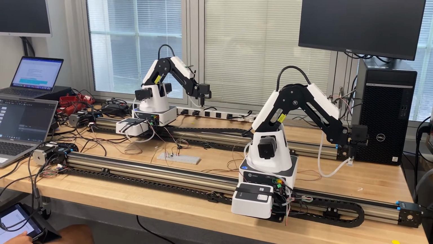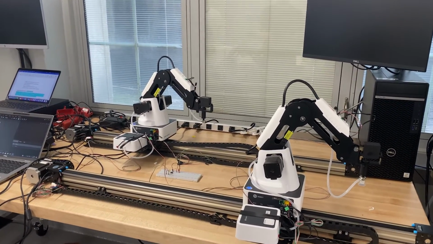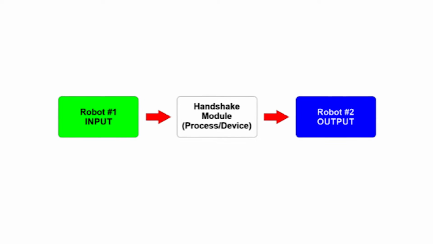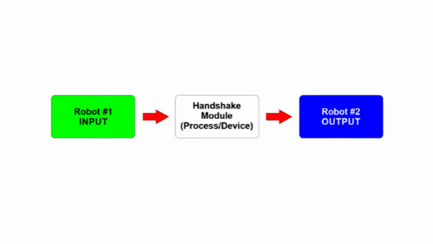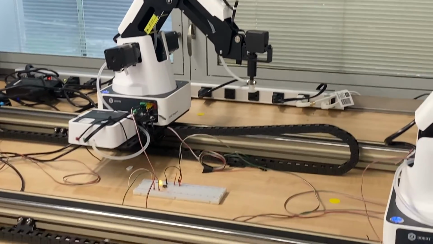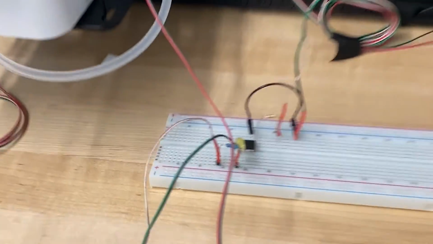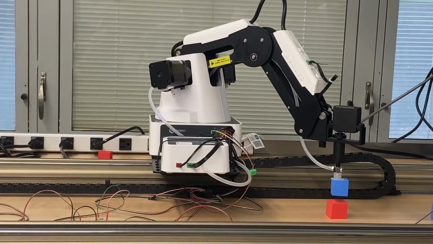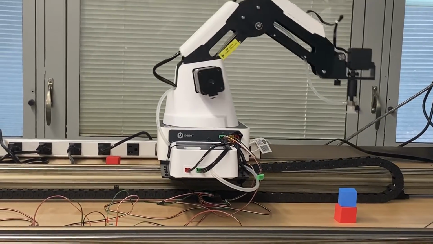Following this, the team used 2 robots on parallel sliding rails. One of the robots was designated as a sender. The second robot was designated as a receiver. Using a breadboard, the team set up communications between the 2 robots with an LED indicator to let us know when a send command was successfully picked up by the receiving robot.